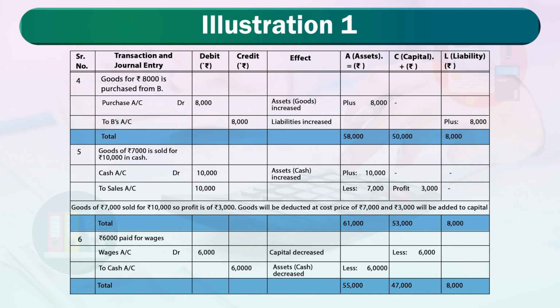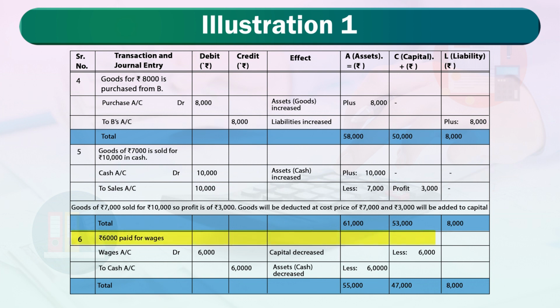Then goods is going out of the business, so we are deducting 7,000 because goods of 7,000 is sold for 10,000. So here goods is going out of the business for the amount of 7,000 only. So we are deducting asset of 7,000 from the assets column, and here we have made a profit of 3,000 rupees. Now remember carefully that profit is always added to the capital and loss is always deducted from the capital. So we are adding profit of 3,000 in the capital.